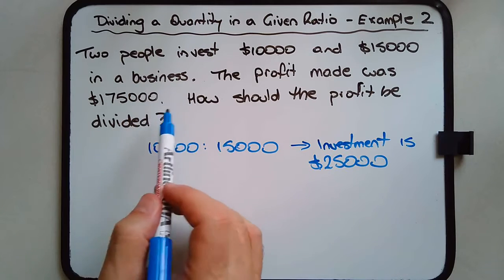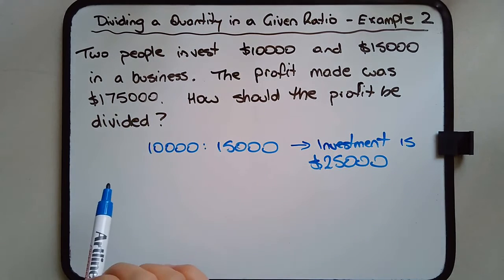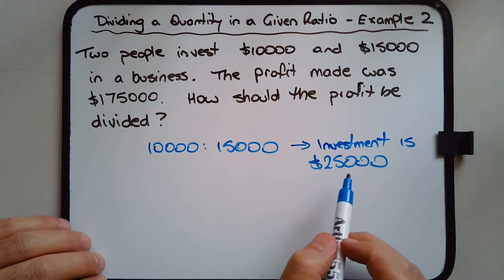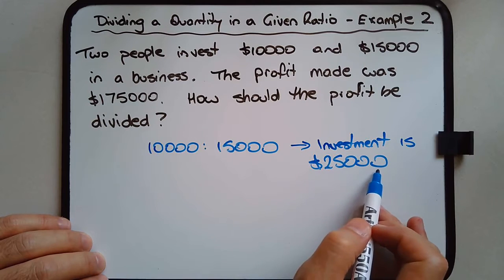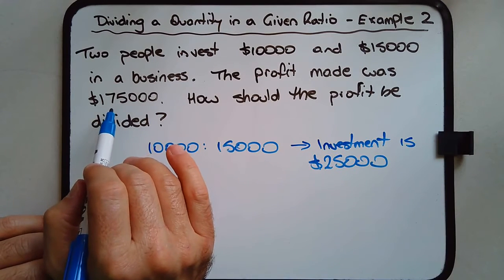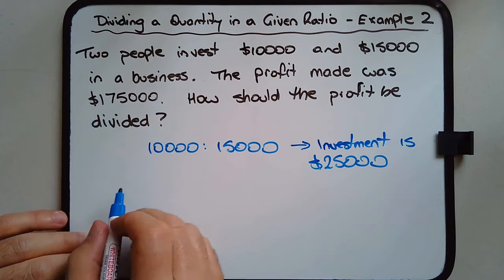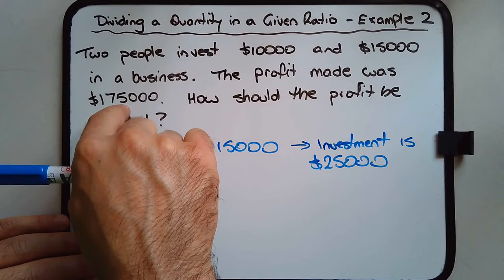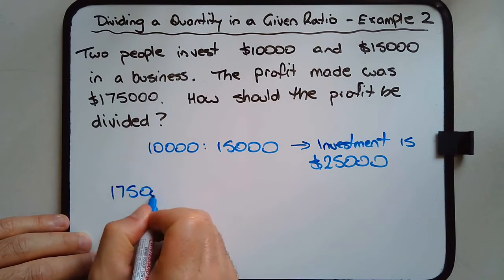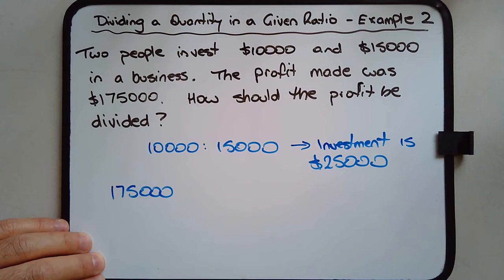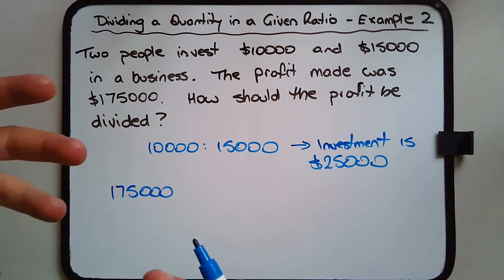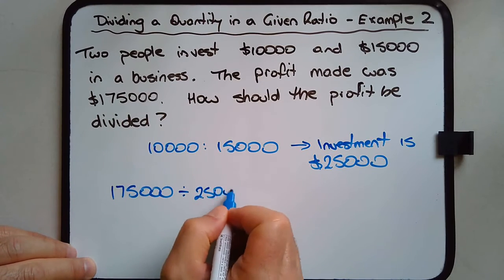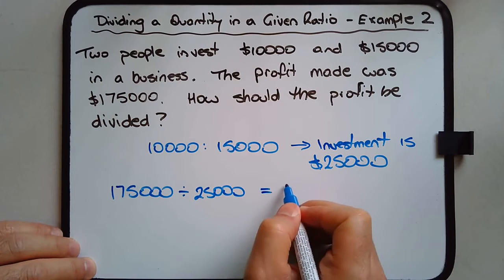Now, $175,000 was made, or the profit made in this business, was $175,000. So how are we going to split the $175,000 up? Well, first of all, let's consider that $25,000 was put in, and we got out $175,000. So what we're going to do first of all is work out how many times $25,000 goes into $175,000. In other words, we're working out how many times over the investment we've made. So $175,000 divided by $25,000 is equal to 7.